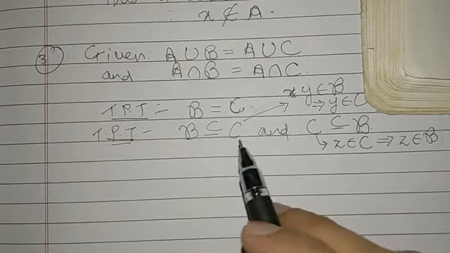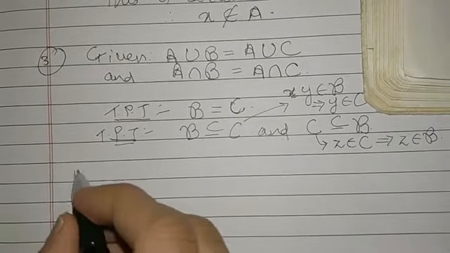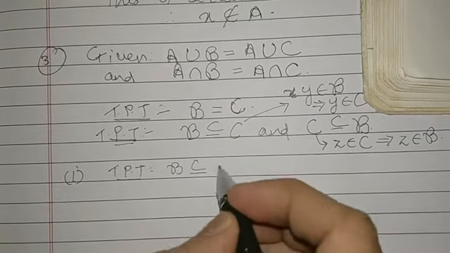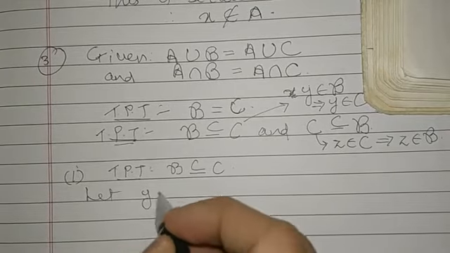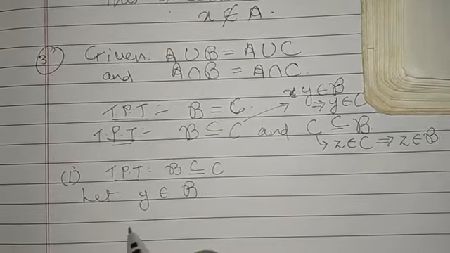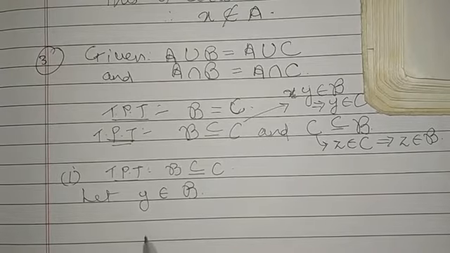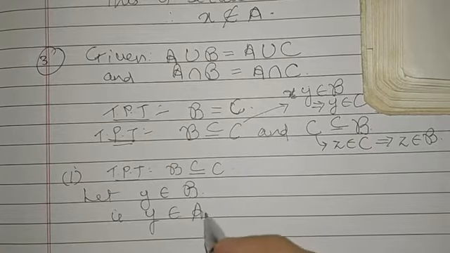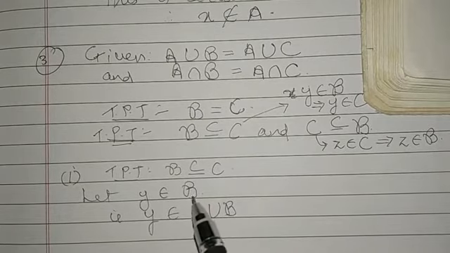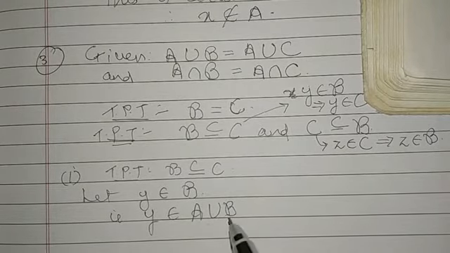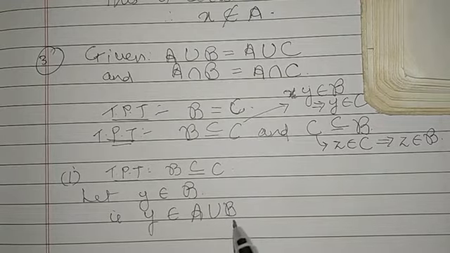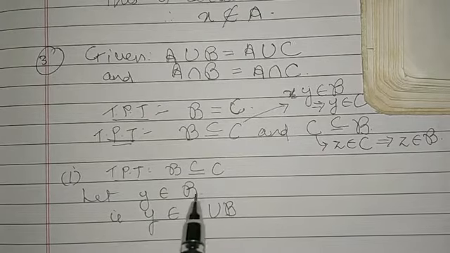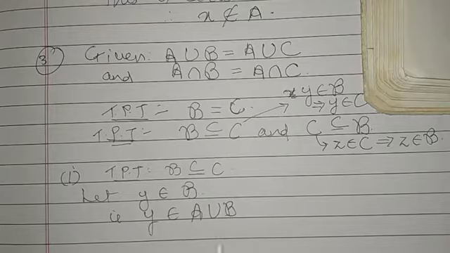Now let us start with this first. B is a subset of C. So to prove that B is a subset of C, let Y belong to B. First you take an element Y belonging to B. Now since Y belongs to B, Y belongs to A union B. If Y belongs to B, then definitely Y will belong to A union B. Because what is A union B? A union B is the set of all elements of B and all elements of A, and Y is already there in B, so Y will also belong to A union B.